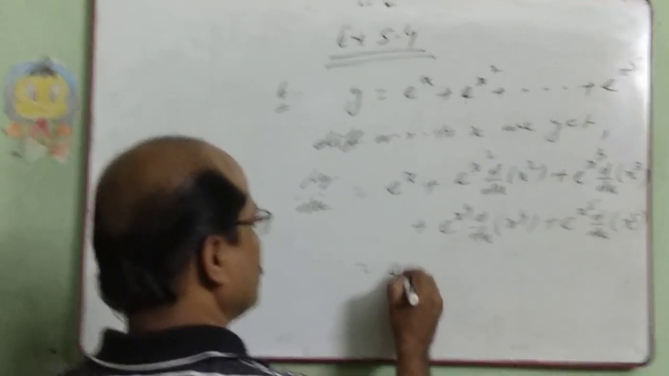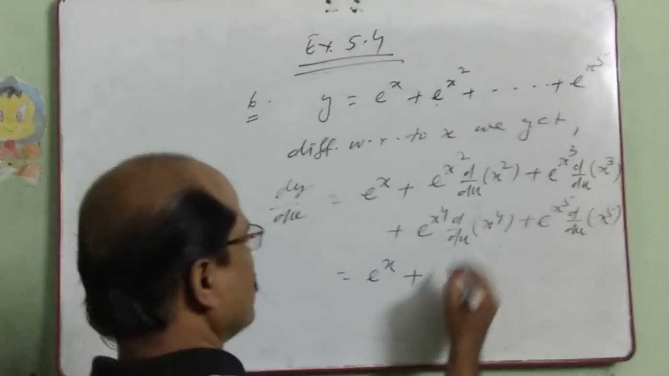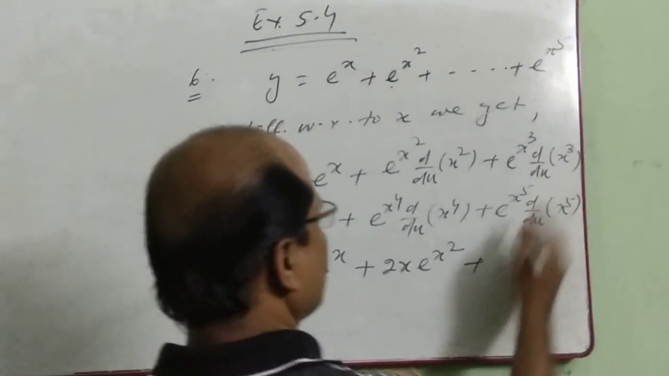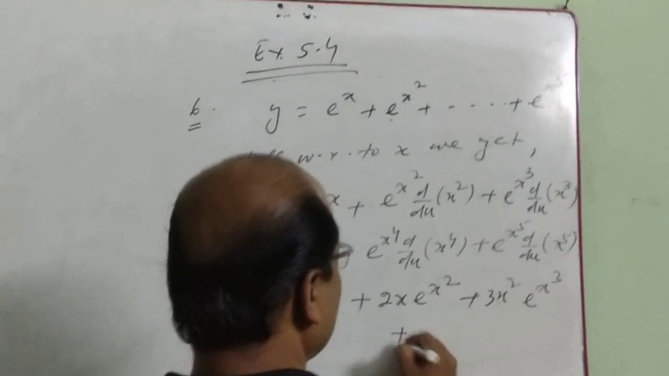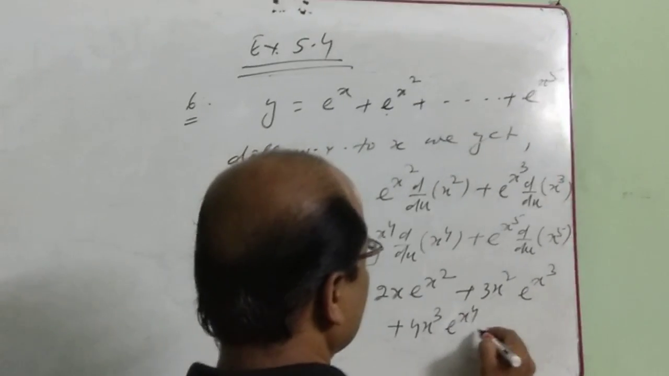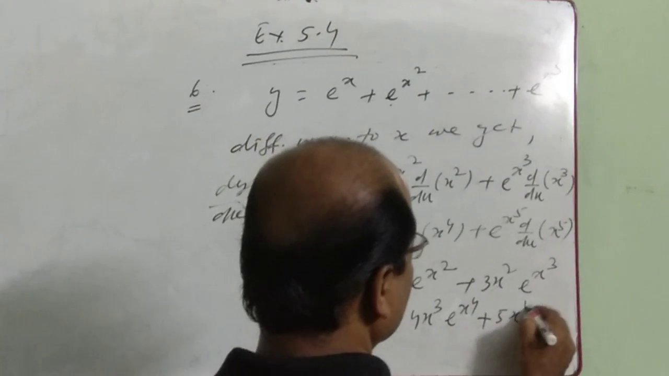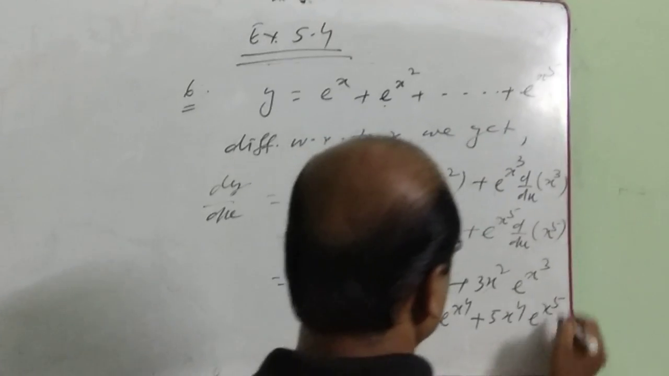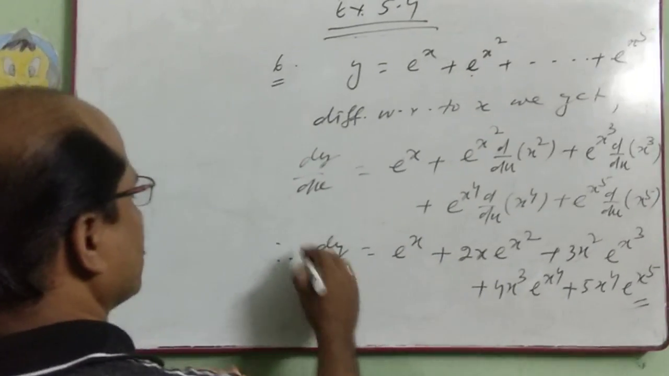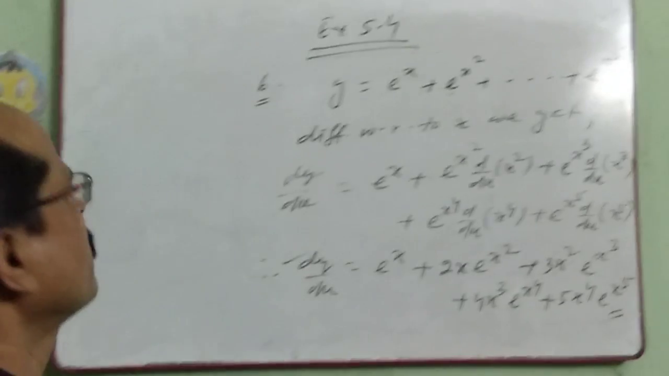or it is the same as e to the power x plus x square derivative is 2x, e to the power x square, plus x cube derivative is 3x square, e to the power x cube, plus 4x cube, e to the power x fourth, plus 5x fourth, e to the power x5. This is nothing else but dy by dx. Clear? Now another question we will discuss.